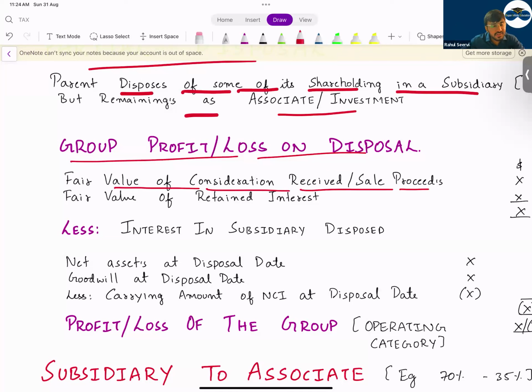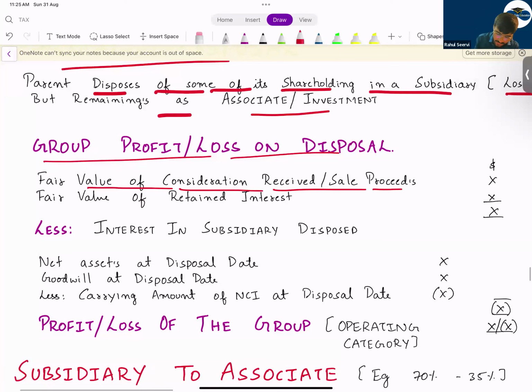Here, what is the assumption? In case of step acquisition, the assumption was sell and repurchase. There we sold the 10% and acquired the 65%. Here it will be: sell the full company and again repurchase the shareholding. Today, if I have 70% and I am selling 40%, that means 30% I have. So, what is the general assumption? We sell the full 70% and reacquire 30%.